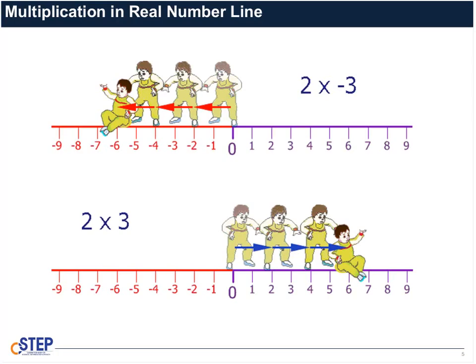So if we add 2 into -3, I have to go 3 times with unit distance 2. Similarly, if we have to create 2 into 3, we have to go on the positive side 2 into 3. Here, there is no problem because you get one positive integer and one negative integer.